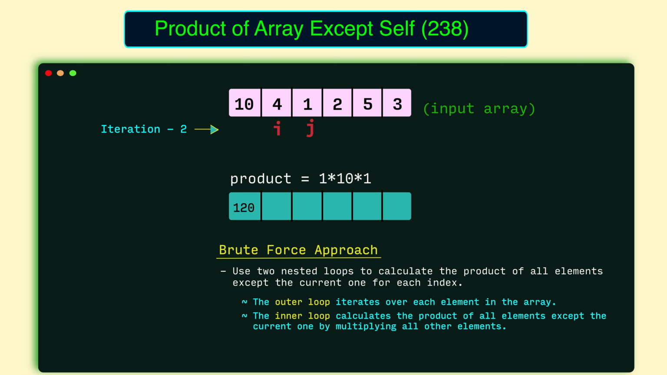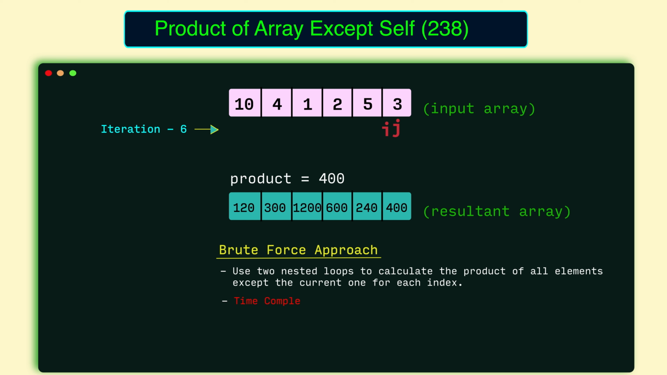At the start of each iteration, we need to reset the product variable to 1. This ensures that for each element, the product calculation starts fresh, right? The same way, products will be calculated for the entire array at the end of the 2 loops. As mentioned, this solution has a time complexity of O(n squared). For space complexity, other than the resultant array, we are using 3 variables, the 2 pointers and the product variable. So the space complexity is O of 1, which is constant, right?